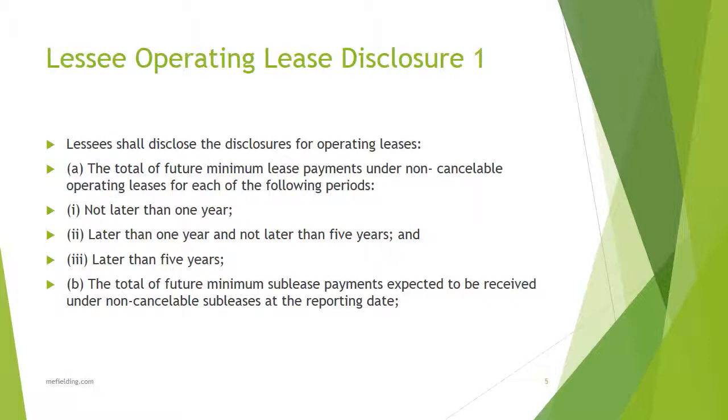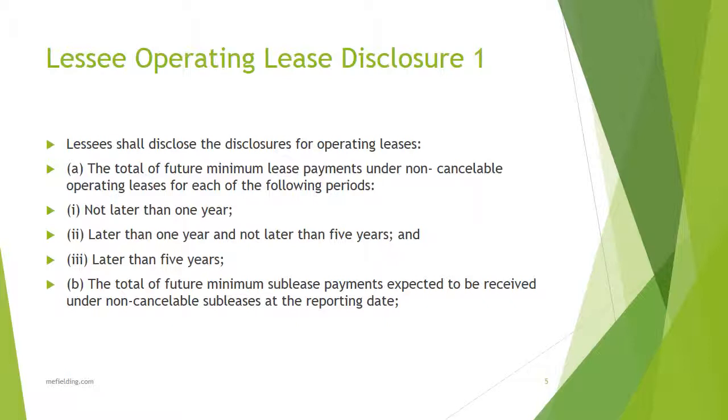So, future minimum lease payments under non-cancelable leases. You see that my American spell check picked up the American way of spelling cancelable. Not later than 1 year, 1 to 5 years, and more than 5 years. And that should be relatively straightforward, because in real life you'll prepare a spreadsheet of leases, and then you prepare all of the information that you need. Once you've got your big Excel spreadsheet, Excel will do it all for you.